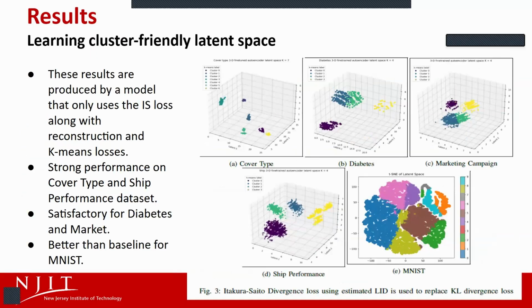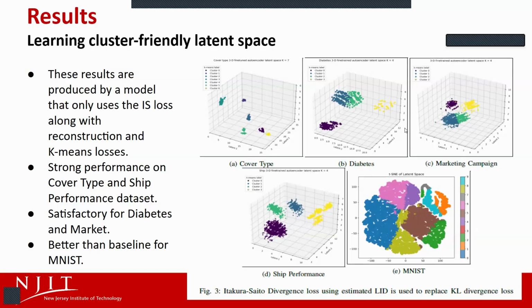So as we can see, the results are produced by the model that uses only the IS loss along with the reconstruction and k-means loss. No KL divergence loss was used in the processing of these inputs. So as we can see in the cover type, diabetes, and ship performance datasets, the model performed very strongly, pulling apart each cluster away from each other, and all the point assignments are done very well.